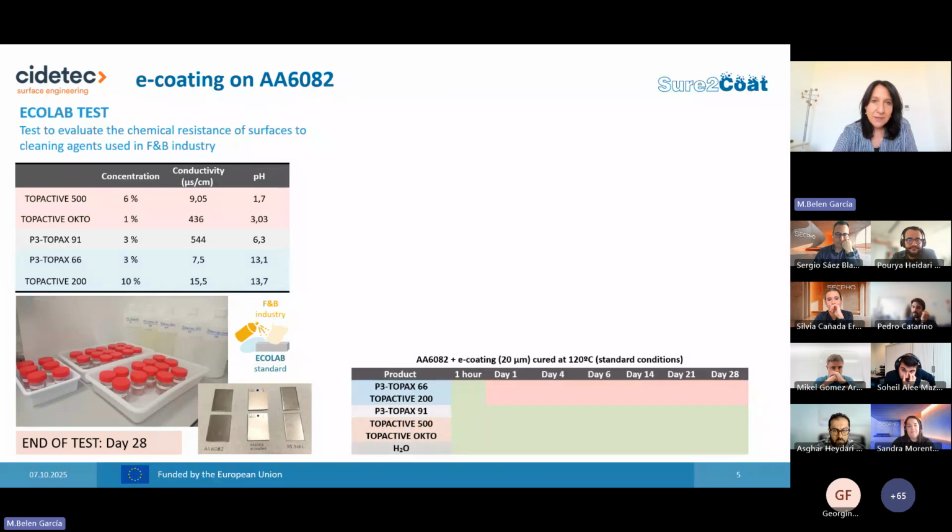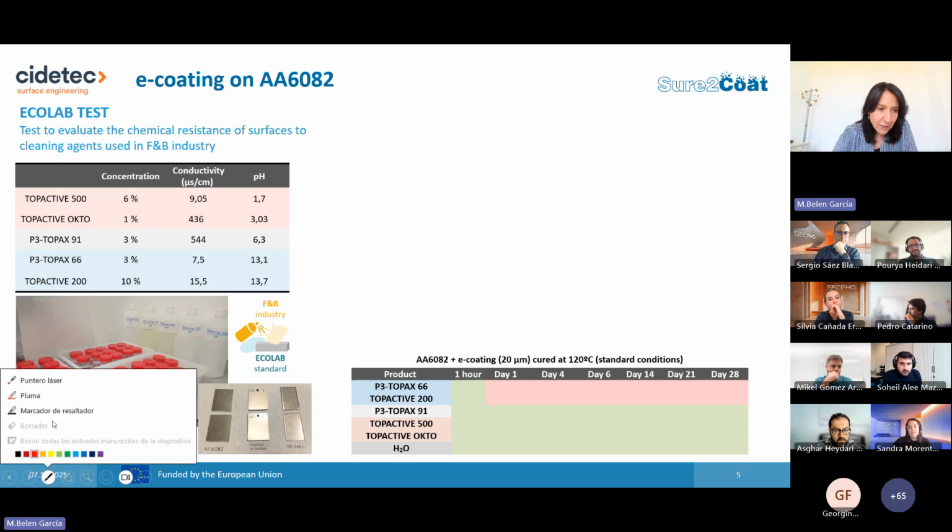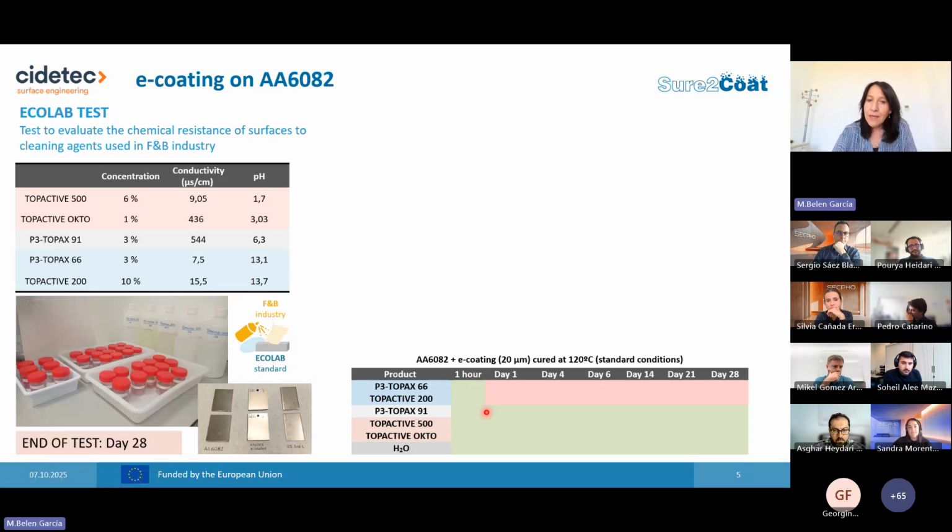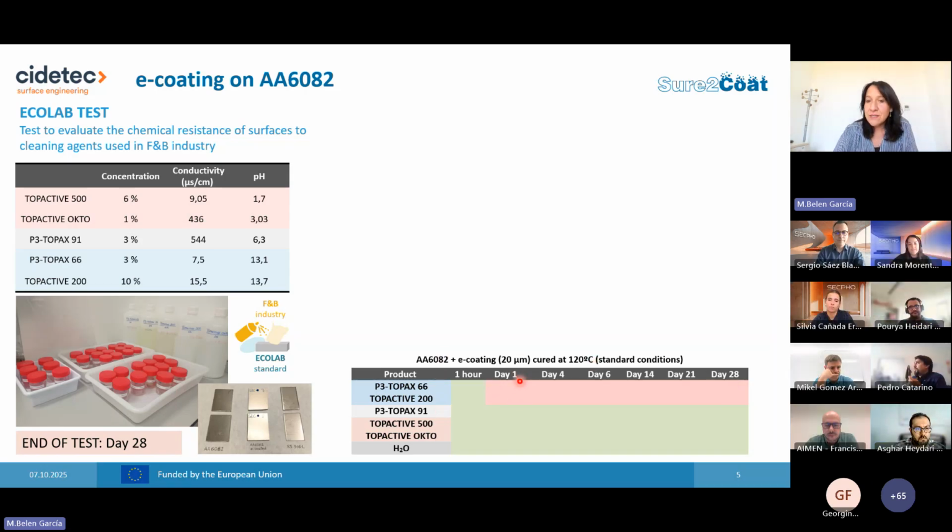This Ecolab test involves immersing the part to be tested during 28 days in 5 different cleaning agents. Some of these cleaning agents were acid and 2 of them were alkaline. So what we found was that the e-coating survived in the acidic cleaning agents for the 28 days. But when we immersed the e-coating in the alkaline ones, from the first day, we observed degradation of the e-coating.